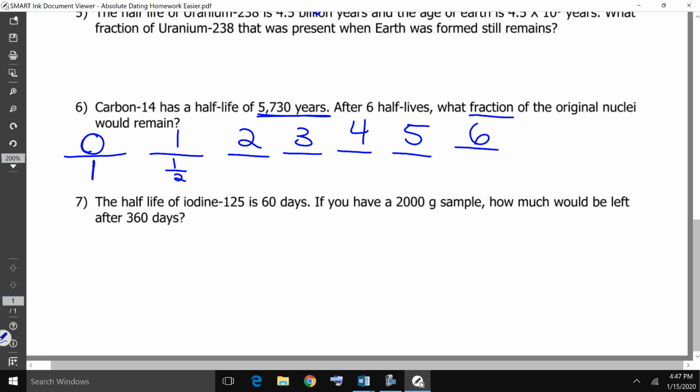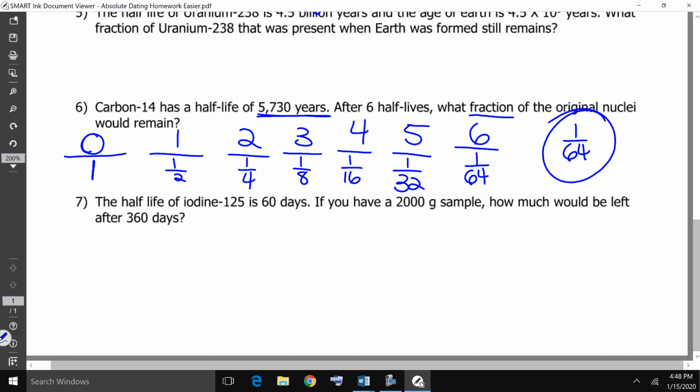Divide a half in half, that is a fourth. Divide a fourth in half, that is an eighth. Divide an eighth in half, that is 1/16. Divide 1/16 in half, that is 1/32. And divide 1/32 in half, and that is 1/64. So what fraction of the original nuclei would remain? 1/64 is your correct answer there.